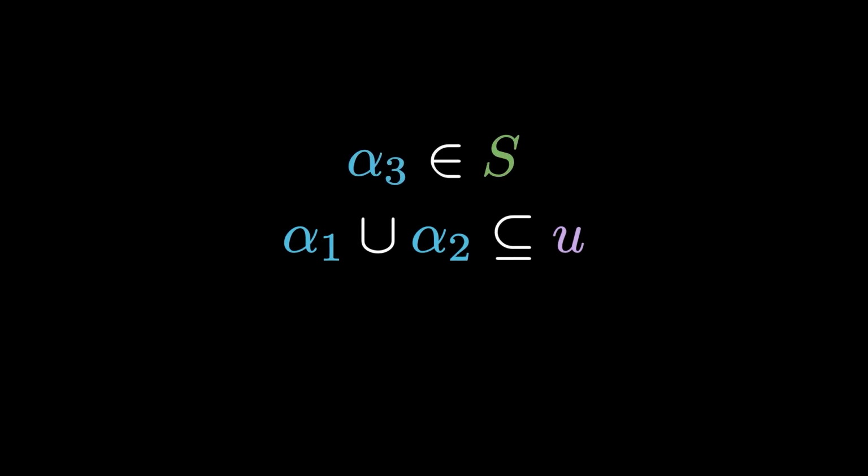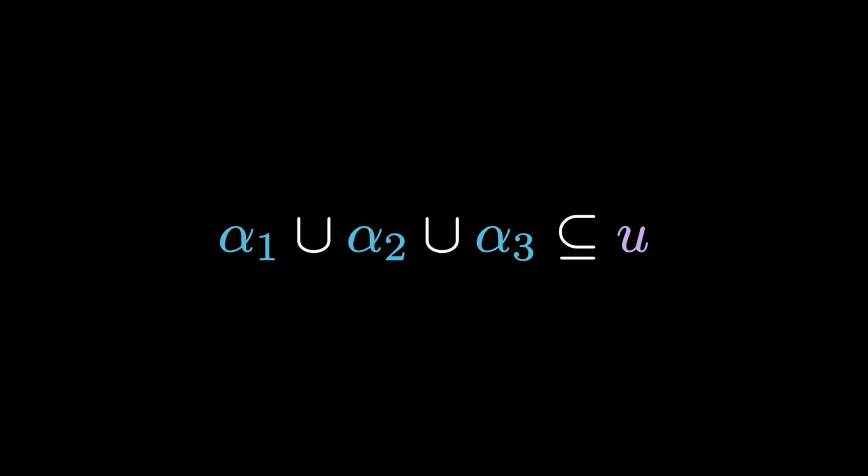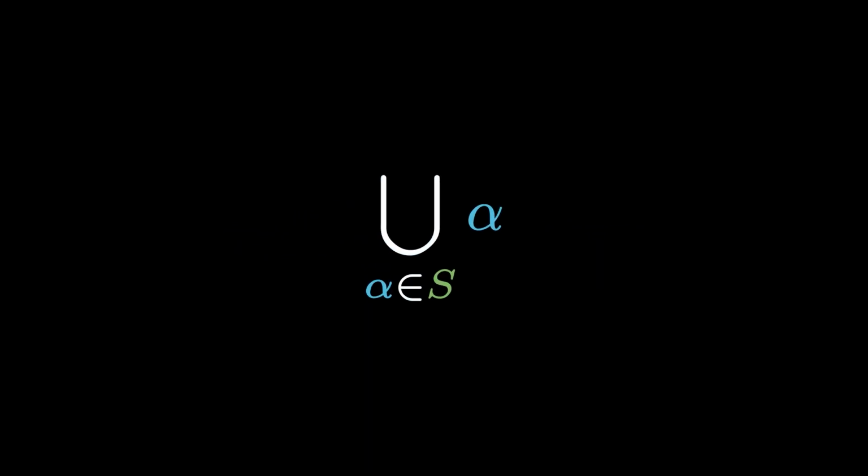Now look at this. If alpha 1 and alpha 2 are both in S, then alpha 1 and alpha 2 are both subsets of U. Then alpha 1 union alpha 2 is also a subset of U. Similarly, if alpha 3 is in S, it is a subset of U, so alpha 1 union alpha 2 union alpha 3 is a subset of U. Now, what if we keep doing this and union every element of the set S? Let's denote this union like this and call this the union set of S. Then again, the union set of S is a subset of U. And remember, U is any upper bound of S, so this means that the union set of S is a subset of any upper bound, U.